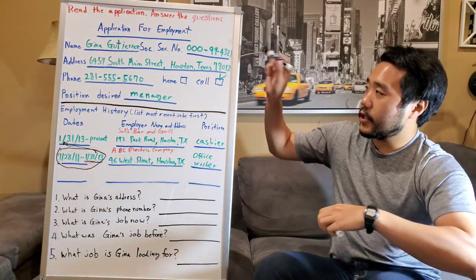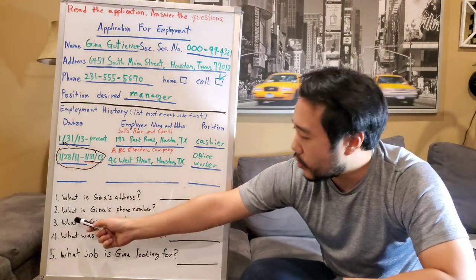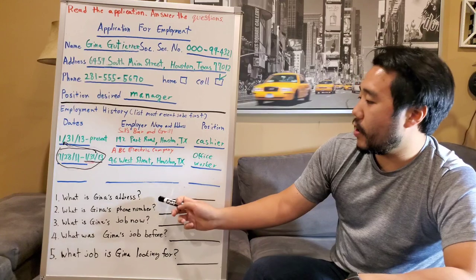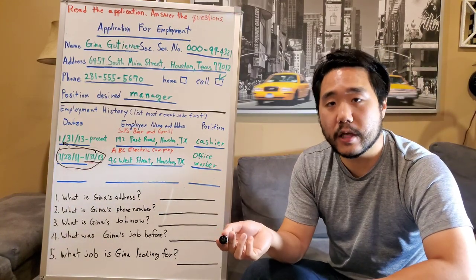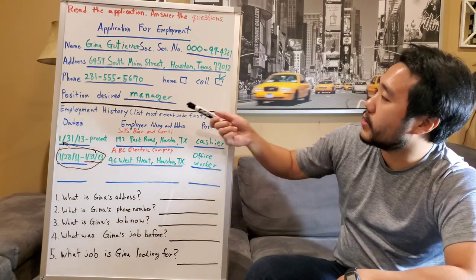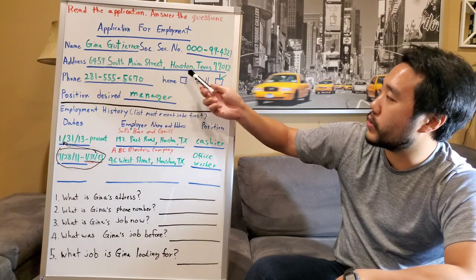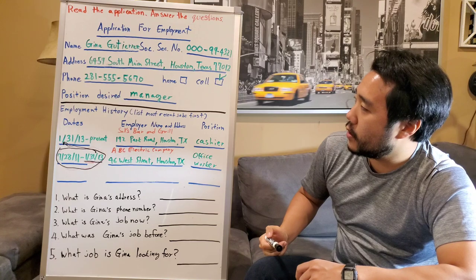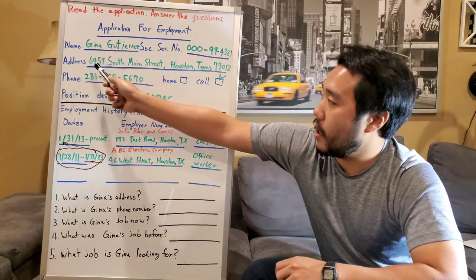So, looking at this, we're going to answer these questions together. Question number one, what is Gina's address? If you want to look at Gina's address, we have to look for the personal information section, which is right here. So Gina's address is 6457 South Main Street, Houston, Texas, 77012. So city, state, and zip code. And this is the street address.